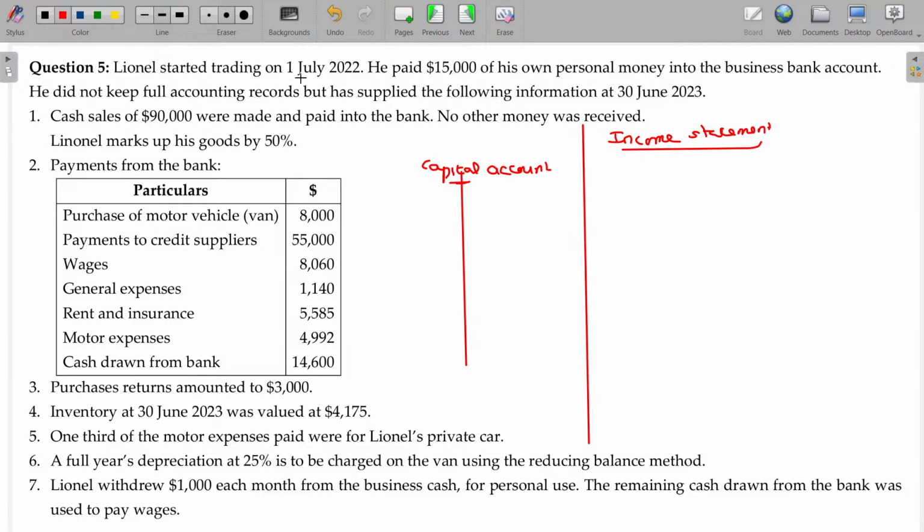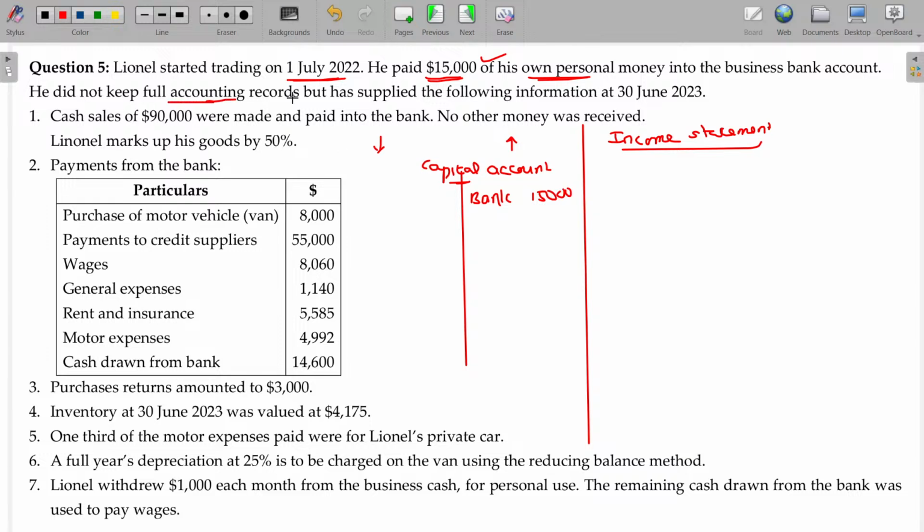Lionel started trading on 1st July 22. He paid $15,000 of his own personal money into the business bank account. So this is the capital amount introduced on the very first day. Okay. Any amount that increases the capital contribution will be credited. If it is reducing, it should be posted here. So bank first investment made, the value being $15,000.